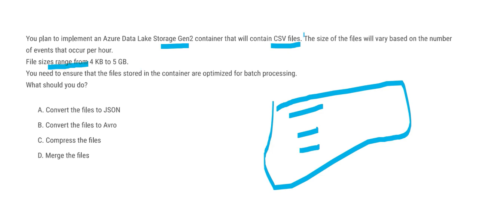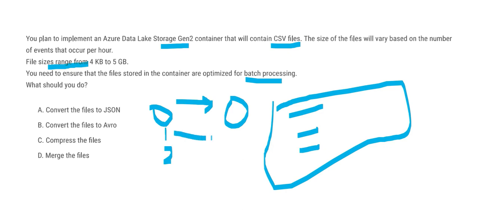Out of these files, what you have to do is batch processing. That means there are two kinds of processing: real-time processing and batch processing. Real-time means even if one record comes from system A, it will immediately go to system B. That is real-time. Batch processing means one record comes, two records come, three records come, you collect everything and send everything in a batch.